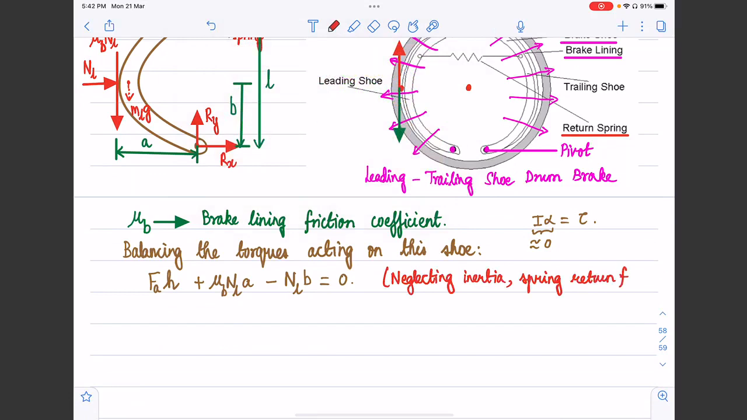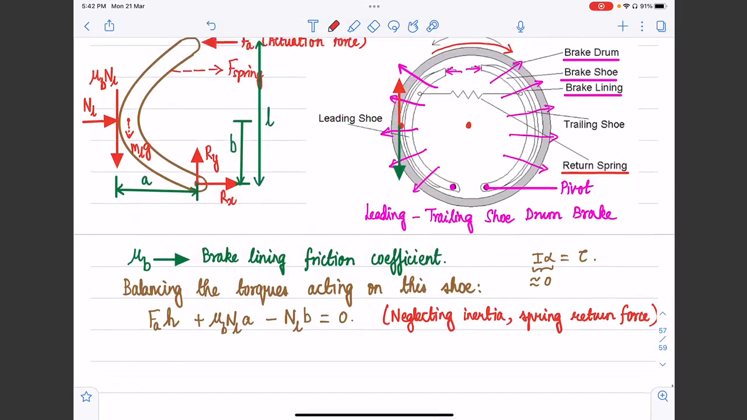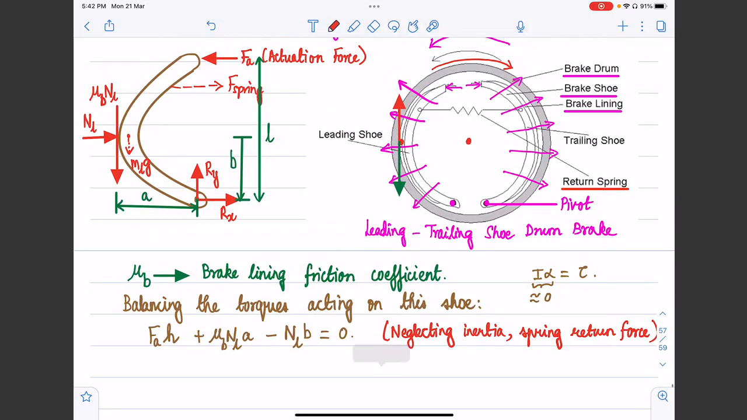Sir, actuation torque, you mentioned it as L, but here you have written H. FA into H. Oh, FA into A. Okay, sorry, I just confused the terminology. Thanks for pointing it out.